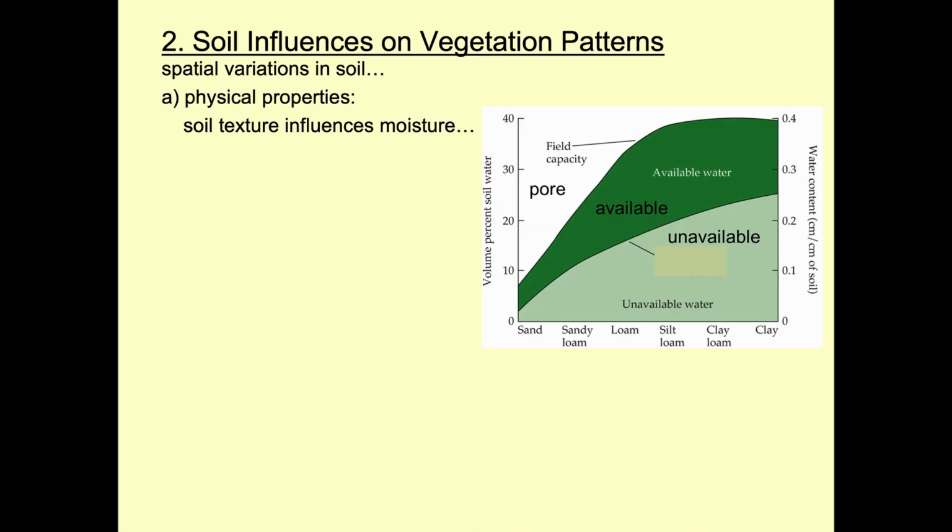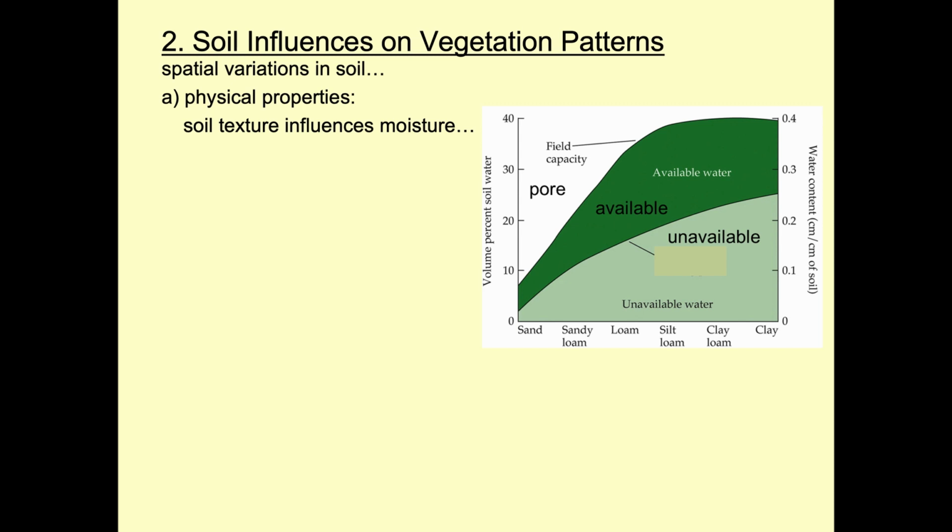In the next part of the lecture, we're going to focus on how soil influences vegetation patterns. So, spatial variations in both physical and chemical soil properties cause spatial variation in the vegetation patterns. So we're going to focus first on the physical properties of soil and how soil texture actually influences the available water. Now this figure on the right should be reviewed from lecture 4 early on in the semester.